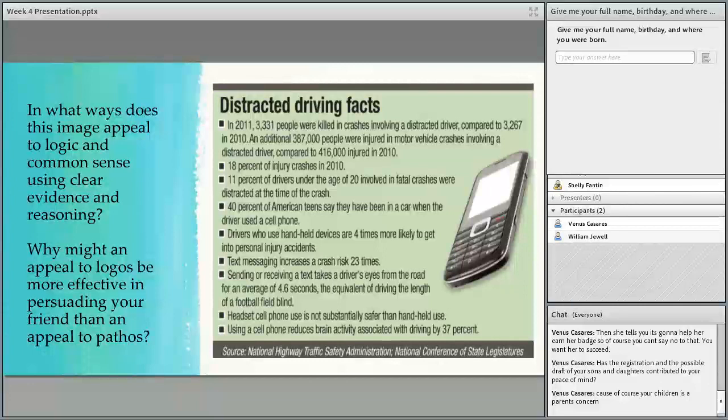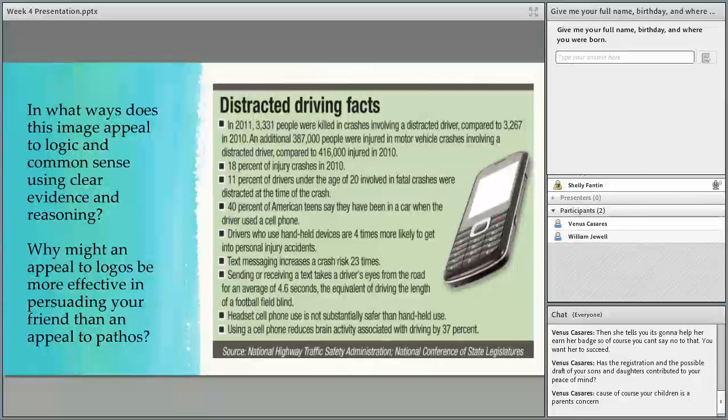Distracted driving facts. I'm just going to read a couple. 18% of injury crashes in 2010. 40% of American teens say they have been in a car while the driver used a cell phone. Text messaging increases a crash risk 23 times. Headset cell phone use is not substantially safer than handheld use.